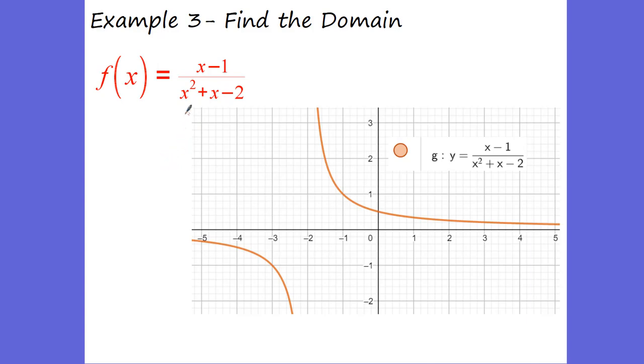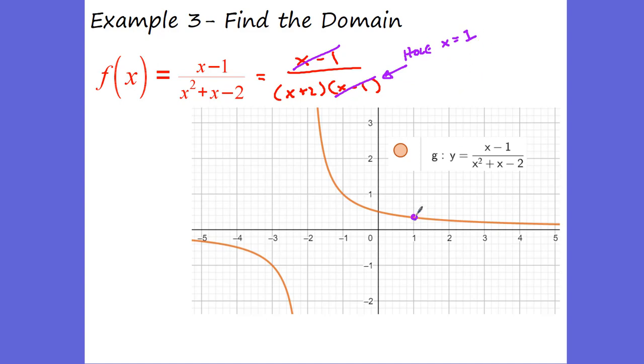Example number 3, we're going to try to find a domain. What do we have here at the bottom? We have a denominator, so let's work out this denominator and try to factor it. We have x and x, that's x squared. The factors of negative 2 are positive 2 and negative 1, which add up to positive 1x. Do you see how I have one value that's canceling out? What happens if I have a value that cancels out? That means there is a hole at x equal to positive 1.